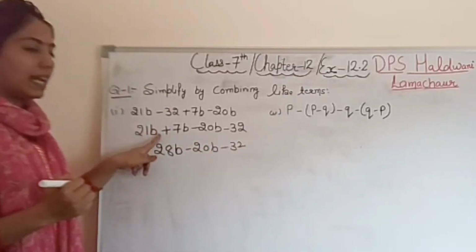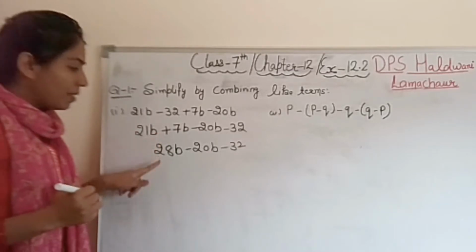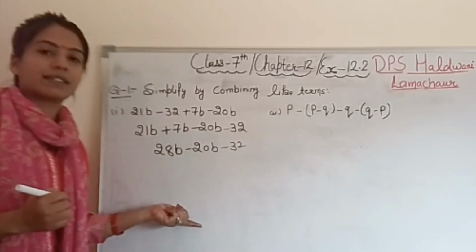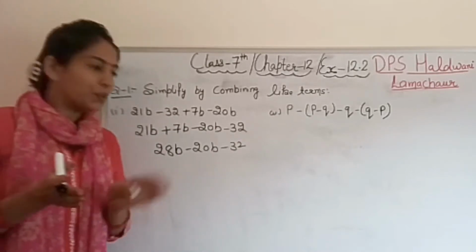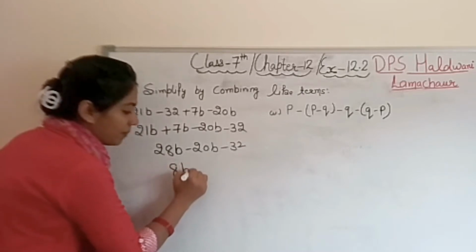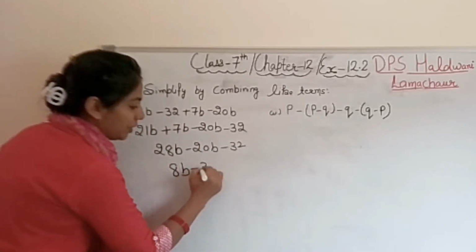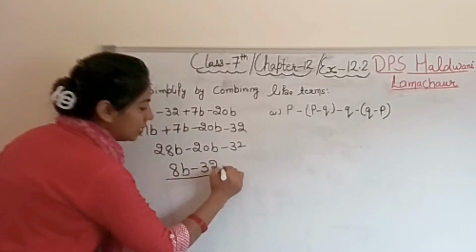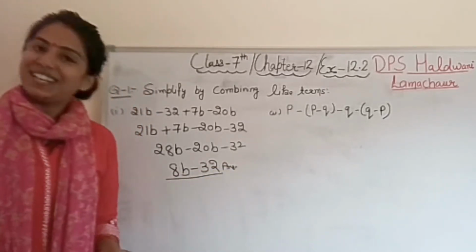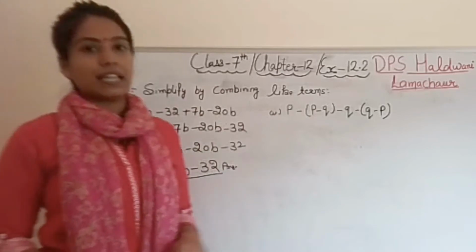This step you can do directly over here also, or one by one you can solve, means two terms together, then next, then next. Right, student? It's totally up to you. So 28 minus 20 is 8. Variable is b. So minus 32 remains as it is because no other constant term we have. Right? This is the answer. Very simple.